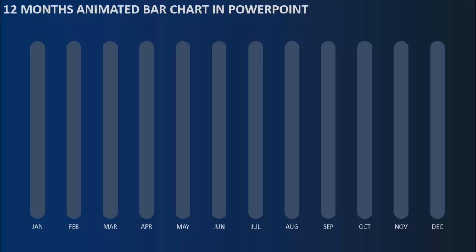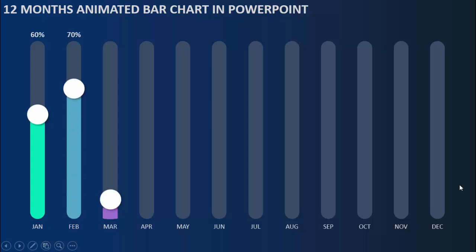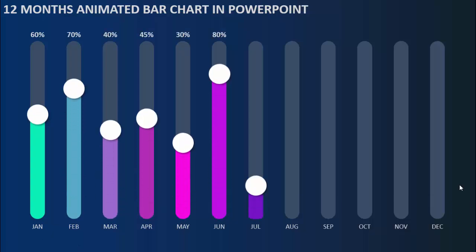In today's tutorial, I am going to show you how to create a 12 months animated bar chart or column chart in PowerPoint. You can see here I have added these 12 columns starting from January till December. When I click, the first bar will come, an animated bar, and then at the top it will show you the percentage. So let me just show you. When I click, you can see here it comes automatically one by one.